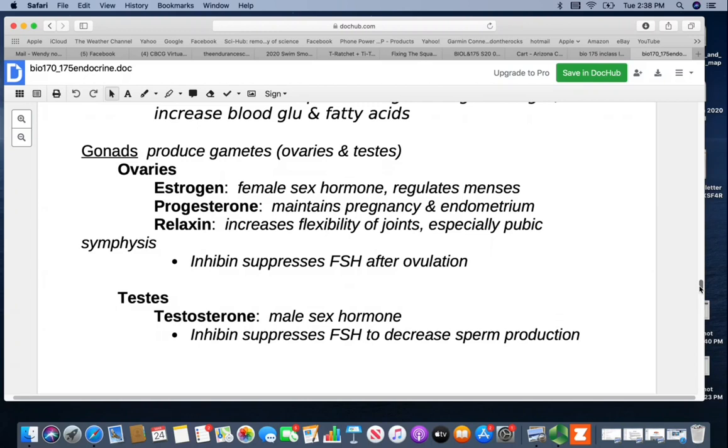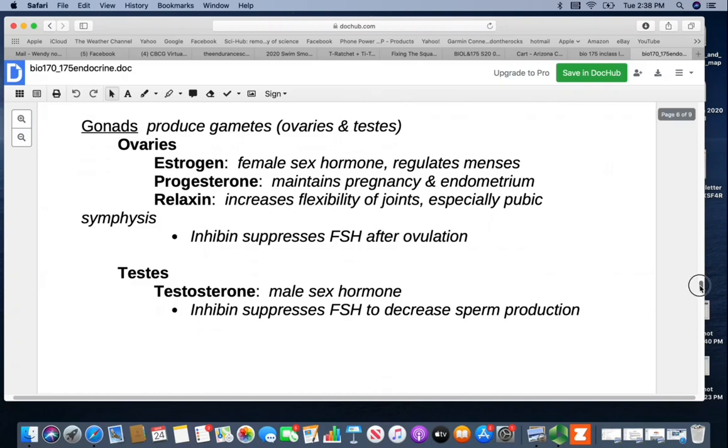Relaxin is going to increase the flexibility of the joints, particularly the pubic symphysis. Levels of this are much higher towards the end of pregnancy to allow the body to adapt and the hips to change their shape for childbirth. So inhibin will suppress FSH after ovulation. The idea here is to only have one egg be ovulated at a time, since really the uterus is designed to deal with one, not multiple eggs.